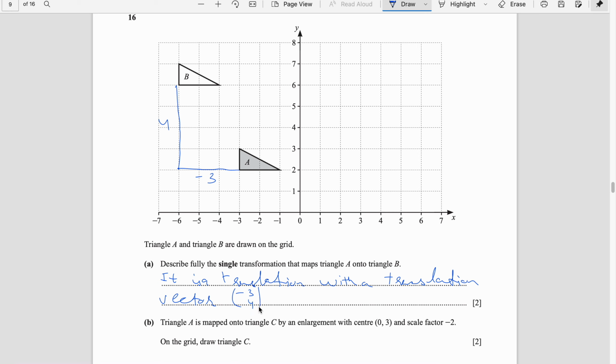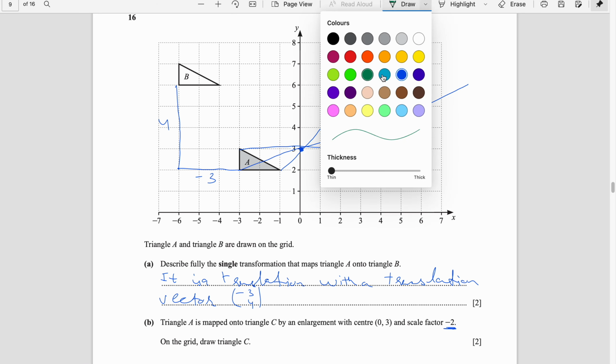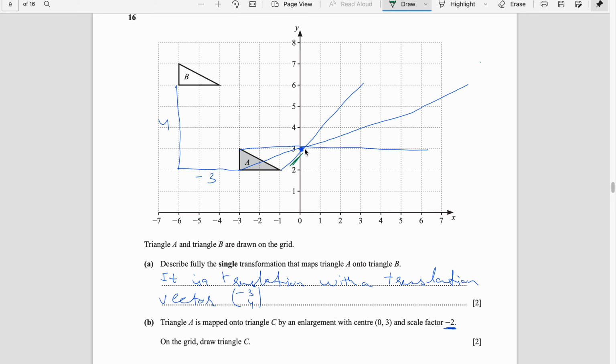minus 3, 4. B part says triangle A is mapped onto triangle C by enlargement with center x 0 y 3 and scale factor minus 2. So just join it and extend it on the other side. Join this line, extend it on the other side. Join the third line and extend it on the other side. And because the scale factor is minus 2, measure this length, use a compass, place your needle here, pencil on this side, then switch it on the other side.